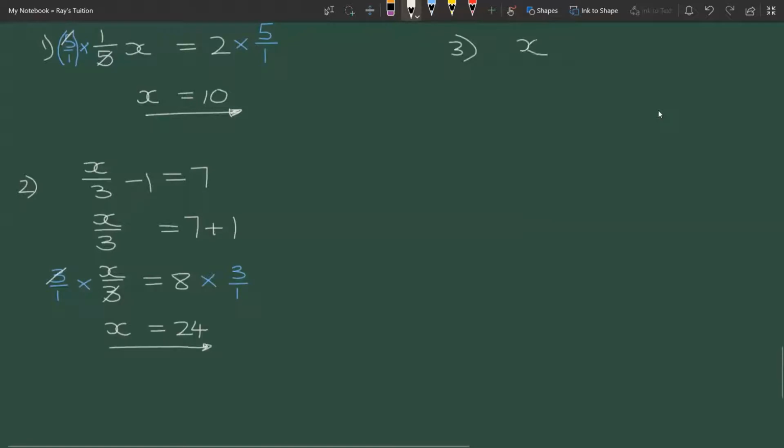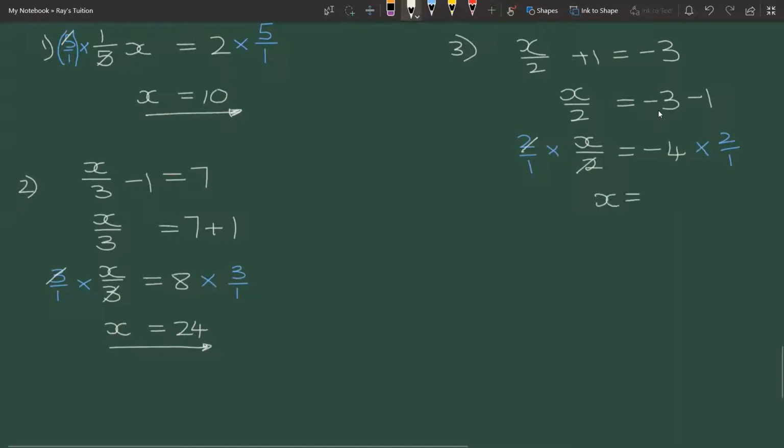The next question is x/2 plus 1 is equal to minus 3. Again, we're first going to take the 1 over, and when we take the 1 over, its sign changes, so it becomes minus 1. And then we have x/2 is minus 3 minus 1, which is minus 4. We would like to get rid of the 2 in the denominator, so we're going to multiply it by 2/1. And what we do to the one side, we also do to the other side. So 2s cancel out, and then we just have x/1, which is x, and minus 4 times positive 2/1 is minus 8/1, which is just minus 8.